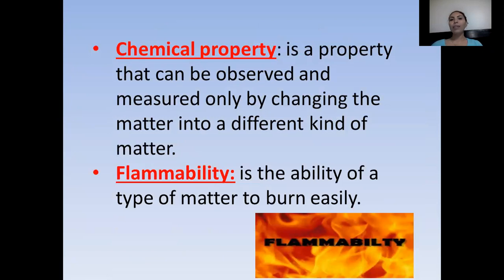What about chemical property? A chemical property is a property that can be observed and measured only by changing the matter into a different kind of matter. So here, new substance, or can it change into a new different kind of matter? One of these chemical properties is flammability, the ability of a type of matter to burn easily, like wood, like some solutions inside our lab, alcohol, okay, can burn easily. It's called flammability.